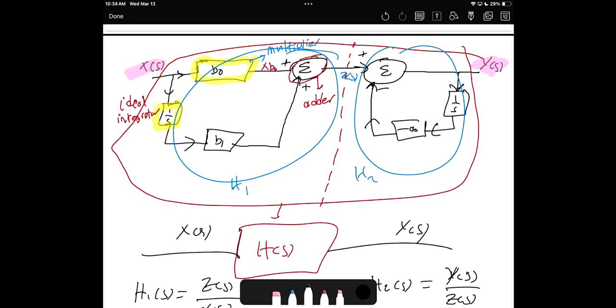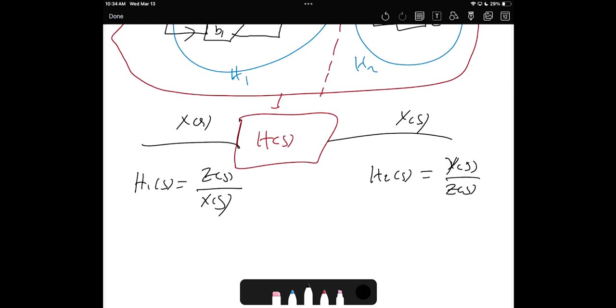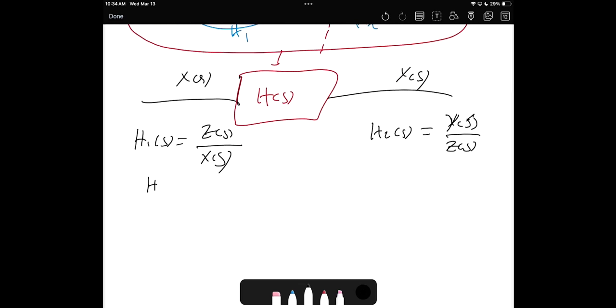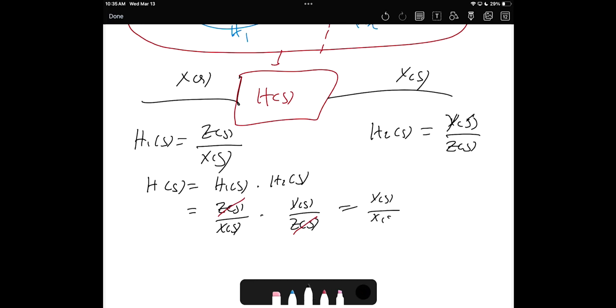Then we need to find the transfer function of each loop. After that, we can say that H(s) is actually H1(s) times H2(s), the product. How can I validate this? It is going to be Z(s) over X(s) times Y(s) over Z(s). Then Z(s) and Z(s) will cancel each other, which gives Y(s) over X(s). That's how we figure it out. That's how we find it.